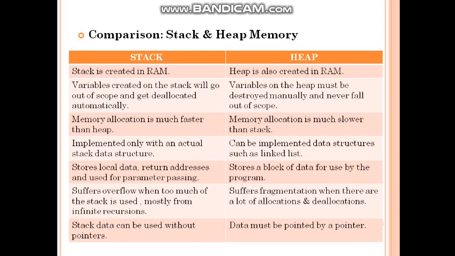The stack is created in RAM, and the heap is also created in RAM. In the stack, the variables created on the stack will go out of scope and be deallocated automatically, whereas in a heap, the variables on the heap must be destroyed manually and never fall out of scope. Memory allocation in a stack is much faster than in a heap. Memory allocation in a heap is slower than in a stack.